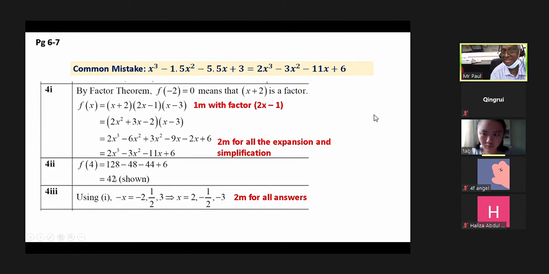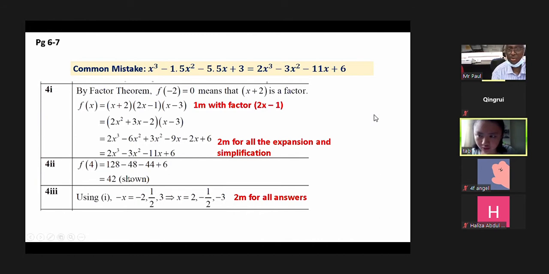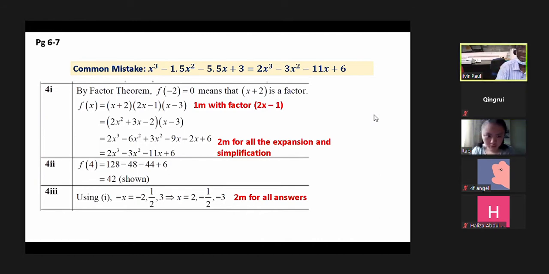Your answer is 42. This is your remainder by the remainder theorem. Okay, Clarissa? Don't we have to do long division? You can do long division because the question doesn't say hence. So Clarissa, if the question doesn't use the word hence, then you can do long division. And if you do long division and your answer is 42, it's still correct, unless you don't get 42. Okay, let's move on.